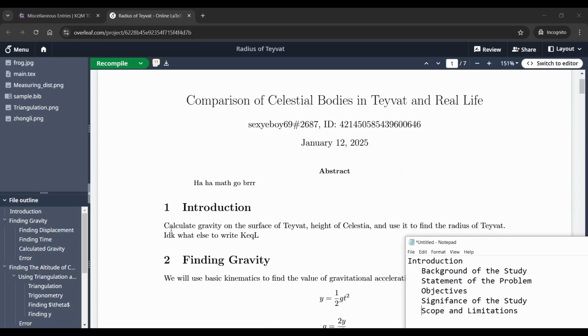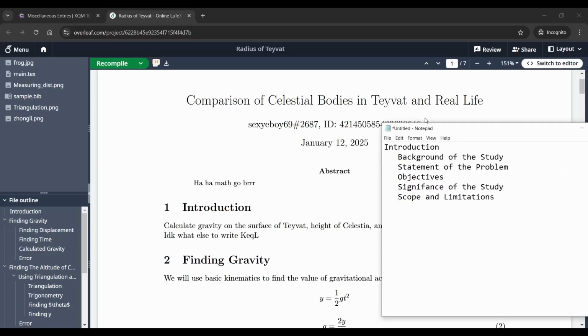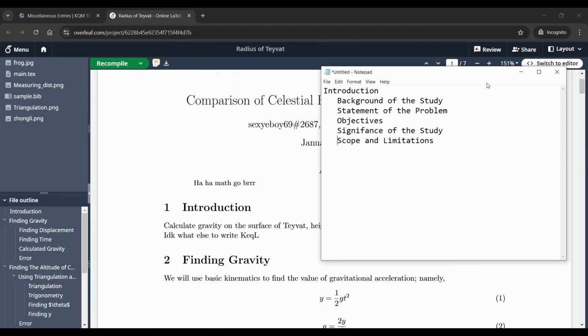Otherwise, people can criticize you for stuff that you aren't even going to consider. Like, somebody could say, calculate gravity on the surface of Teyvat, but did you consider the terminal velocity of the player? Chill. We don't need to consider that. Okay. So scope and limitations basically gives an idea of what you're not going to be focusing on and what you are going to be focusing on specifically. It's easier to say what specifically you're focusing on, and any other clarifications regarding that.